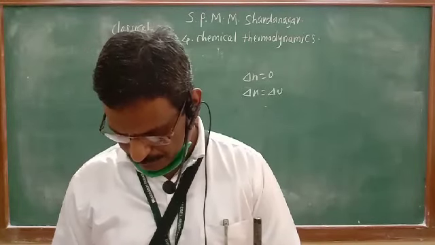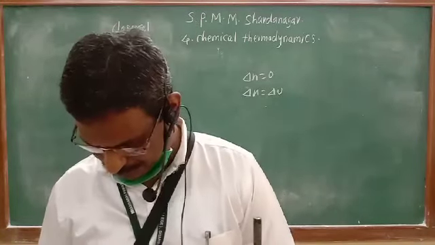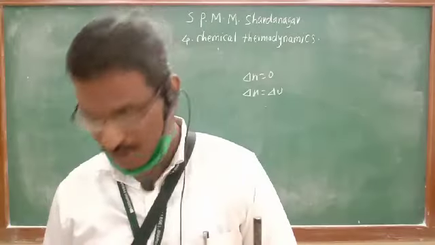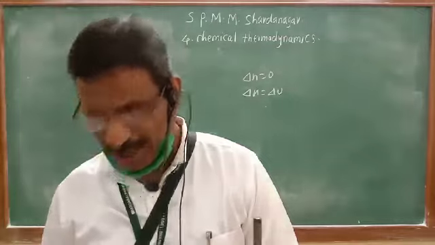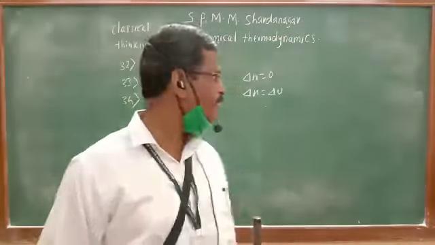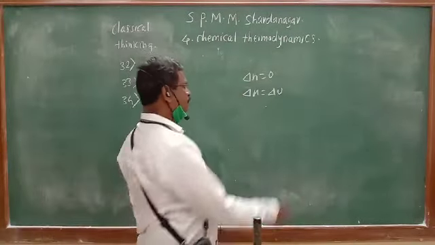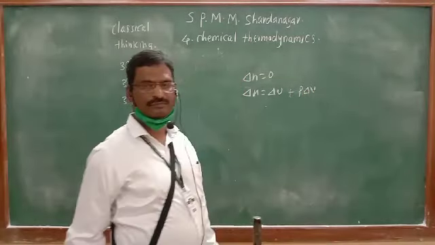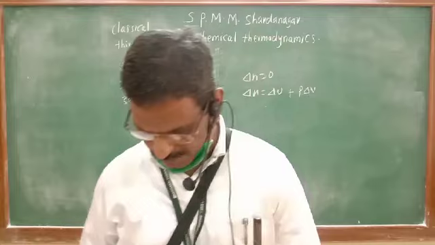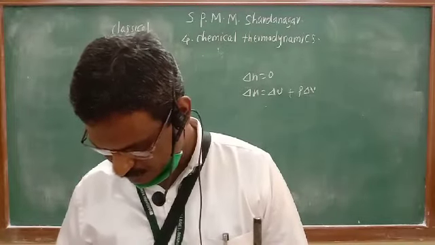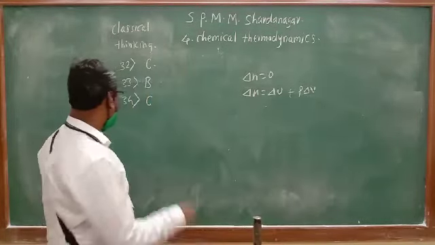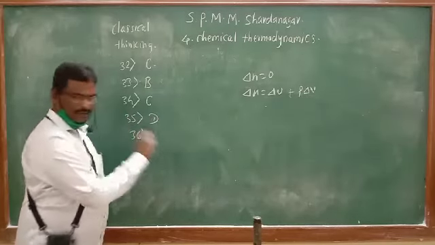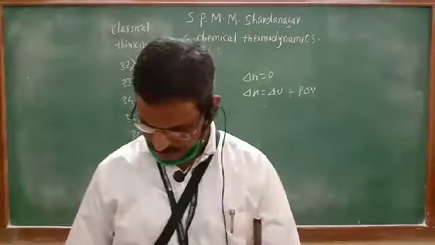Reaction is carried out at a constant pressure. So option D over here is correct, because whenever a reaction is carried out at constant pressure, delta H is equal to delta U plus P delta V. At that time delta H is not equal to delta U. So option D is right for question number 35. Option D is correct.